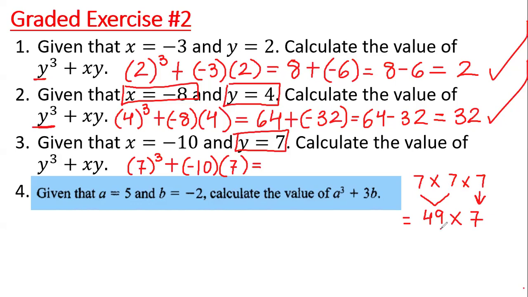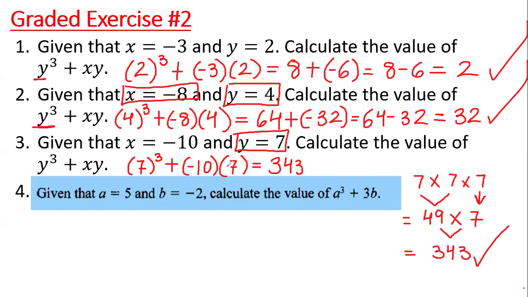So we have 49 times 7, which is what? 343. Thank you, Destiny. Very good, 343. Did anyone else get 343? Let me know, please. Yes, sir. So we have 343. That's not our final answer, though.